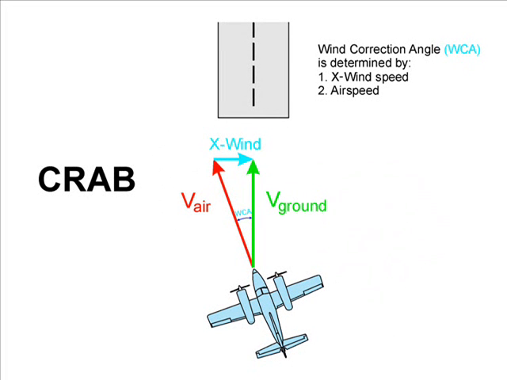The crab method is readily understood by all pilots. The airplane is headed into the wind such that when the airplane's velocity through the air is combined with the wind's velocity over the ground, the resulting velocity of the aircraft over the ground is aligned with the center line of the runway. This is illustrated by the familiar wind triangle shown here. The wind correction angle is the difference between the airplane's heading and the direction of the runway center line. It is determined by crosswind speed and the airplane's airspeed.